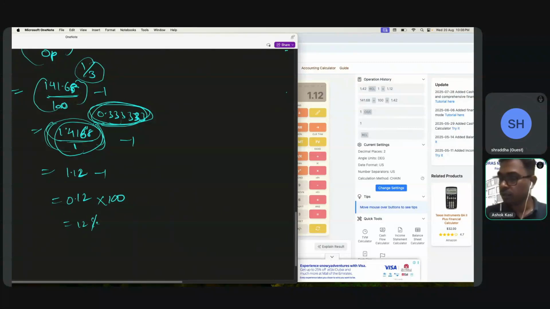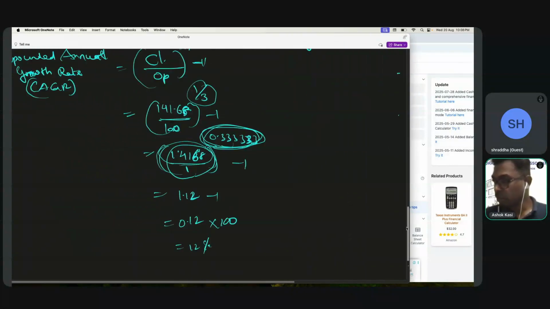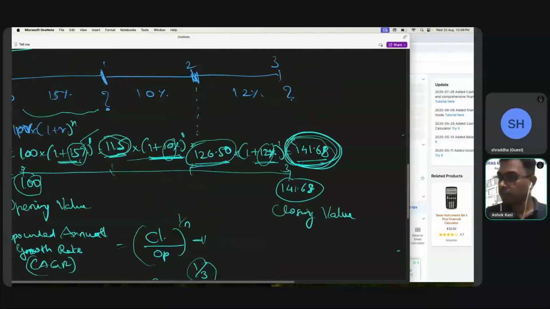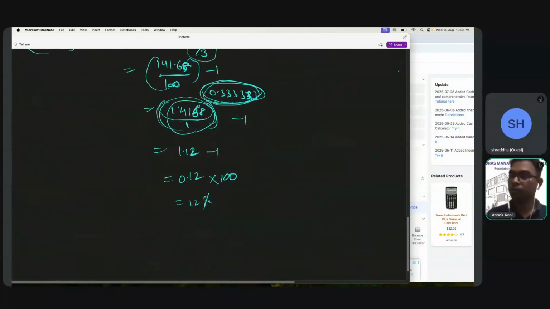12 percentage. So that means every year this amount has been growing. This 100 has been growing at the rate of 12 percentage. If somebody asks me to give only one rate, not all three rates like 15 percentage, then 10 percentage, and then 12 percentage, then what rate will I say? I will say it is growing at the rate of 12 percentage.